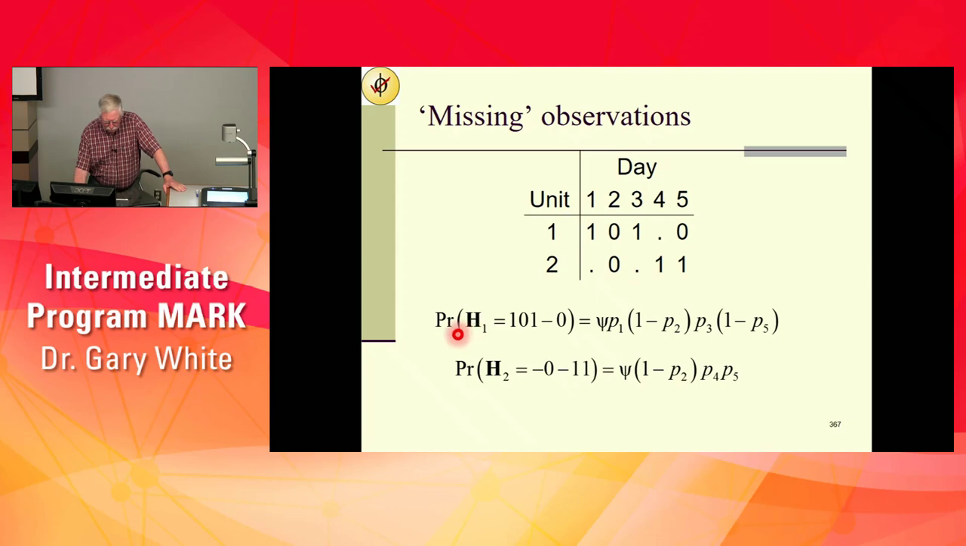So the history for unit one would be psi times p1, 1 minus p2, p3, no p4, 1 minus p5. Just leave out the p4 part. Or alternatively, you can think of it as p4 was 0. So 1 minus 0 is 1. You just multiply the thing by 1. Likewise, down below, you can think of p1 as 0 and p3 as 0. And so 1 minus 0 is 1, and you multiply by 1. Okay? Nice and simple.